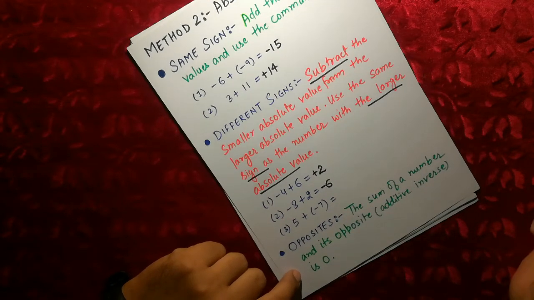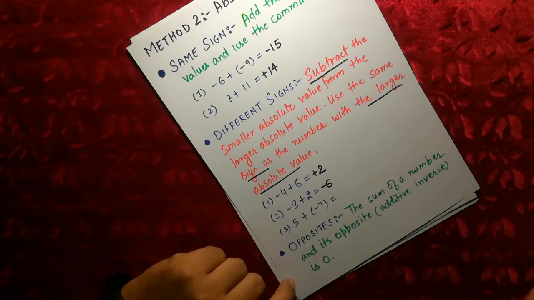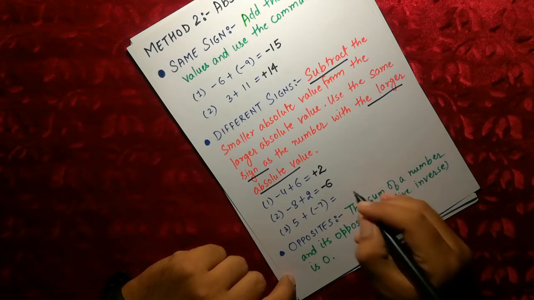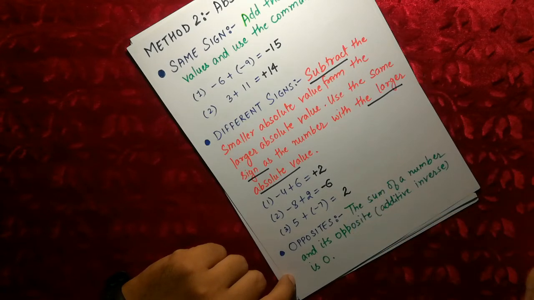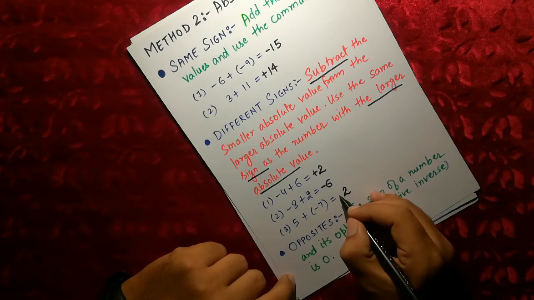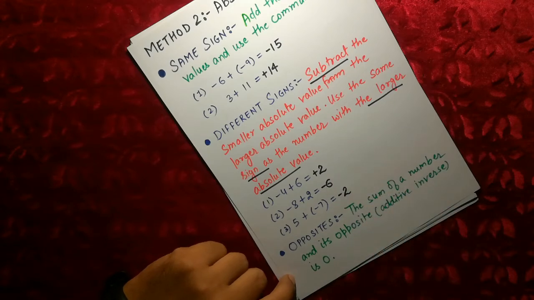Now the third example, 5 plus minus 7. So the absolute values are 5 and 7. And when we subtract 5 from 7, what we get? 2. Now we use the sign of the larger absolute value. So the larger value here is 7. So the sign with 7 is minus. So the answer will be minus 2.